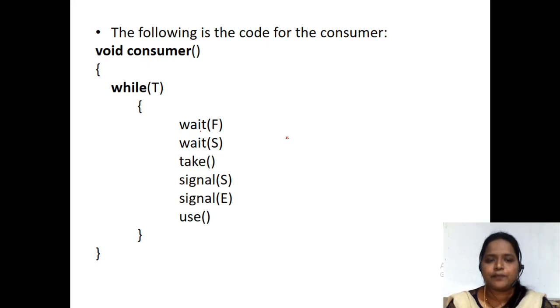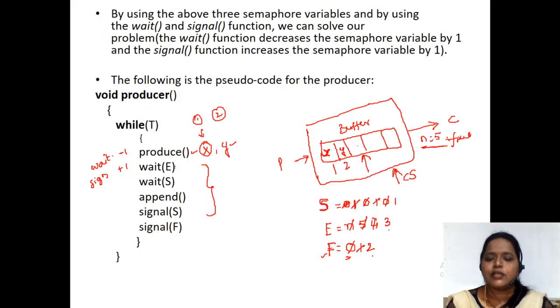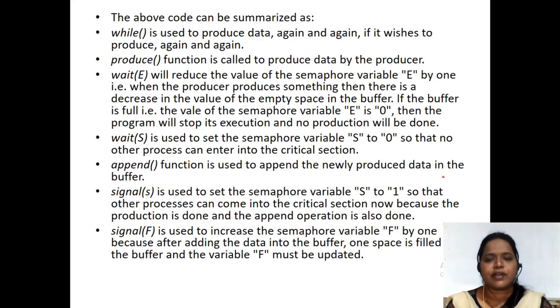So initially, here wait(F), F in the sense of full. If the consumer wants to consume any item, he has to remove one item from the buffer. Now wait(F) means we are going to decrement it, so 2 becomes 1. Why? Because we are taking one item from the buffer.